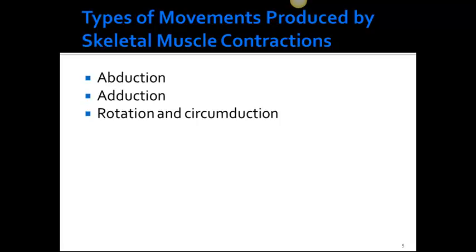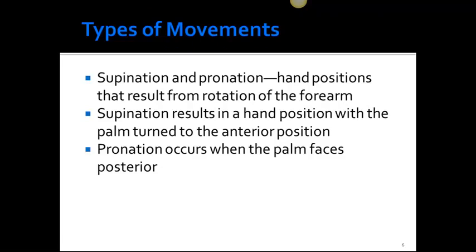Rotation and circumduction is the movement around a longitudinal axis. So for example, rotation of your head from side to side. Other types of movement we have supination and pronation. Supination and pronation originate from the words supine and prone. So if these terms look familiar, that is why.